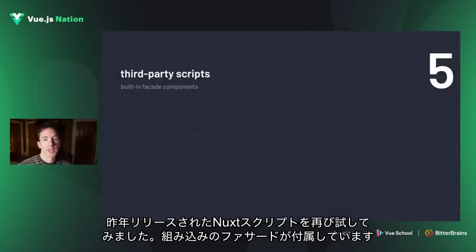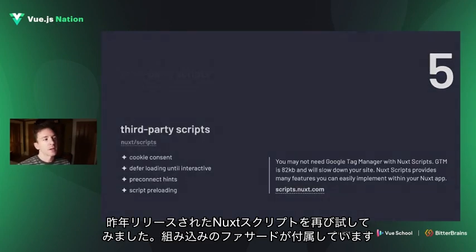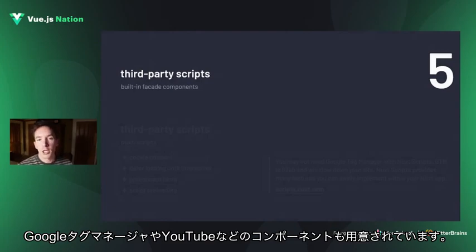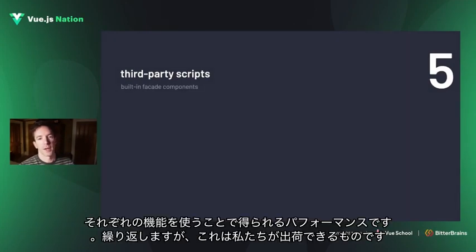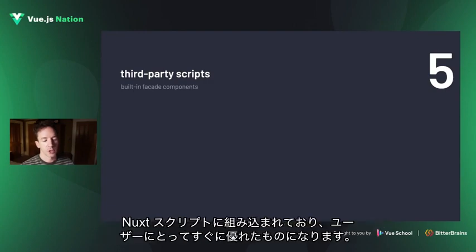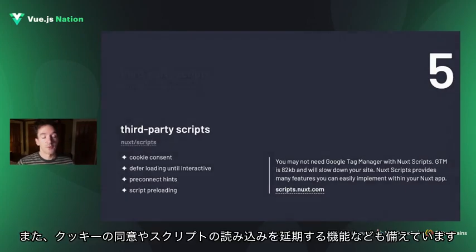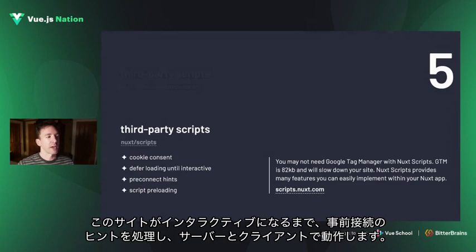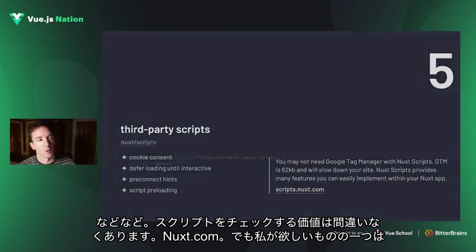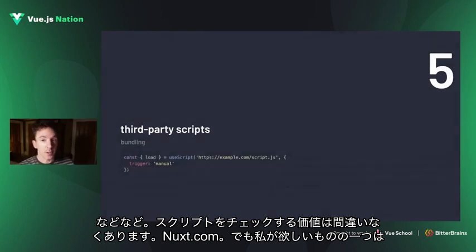Another thing we've been experimenting with: last year we released Nuxt Scripts. It comes with some built-in facade components, things like Google Tag Manager, YouTube, and more, and they significantly improve the performance of using each of those things. Again, that's something we're able to ship built into Nuxt Scripts, and they just immediately are better for users. It also features things like cookie consent, the ability to defer loading scripts until the site is interactive, handling pre-connect hints, works on the server and the client, and more. It's definitely worth checking out at scripts.nuxt.com.